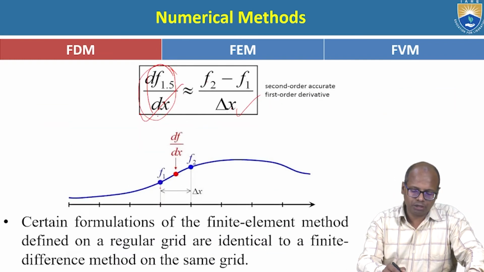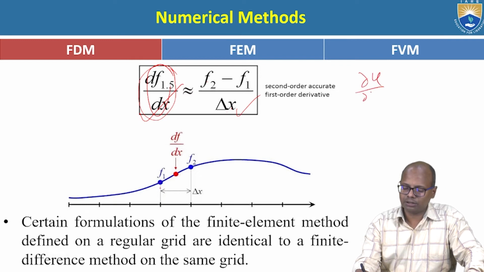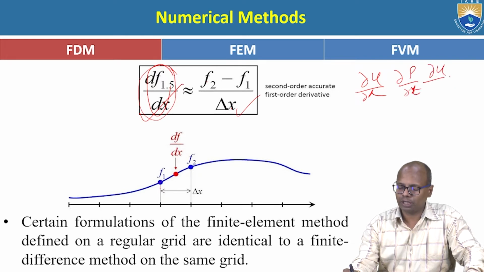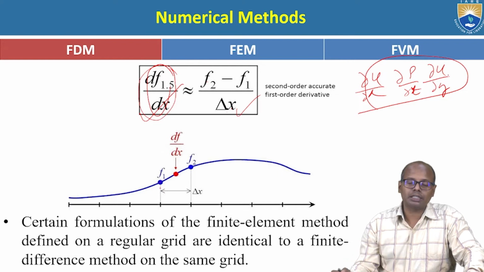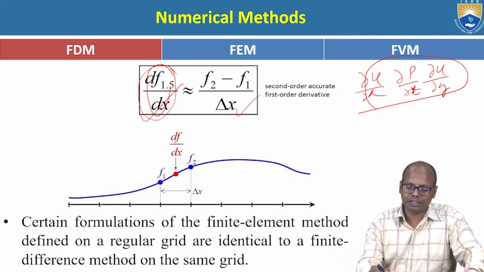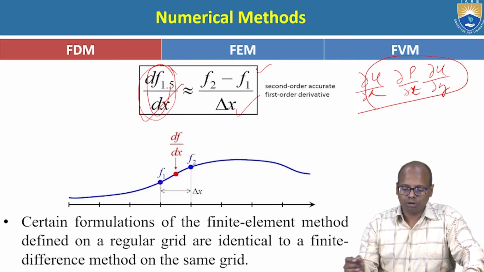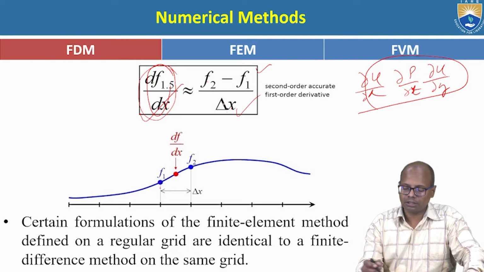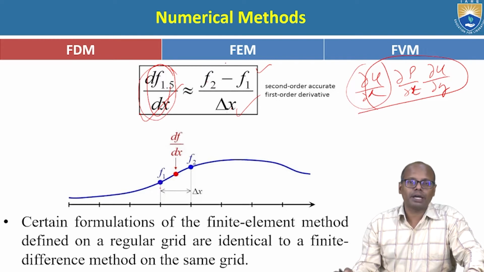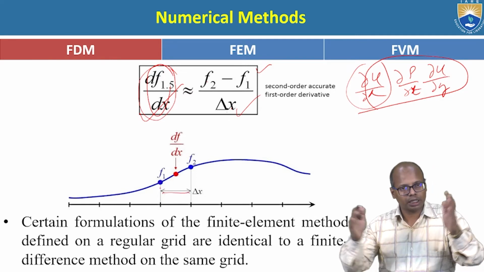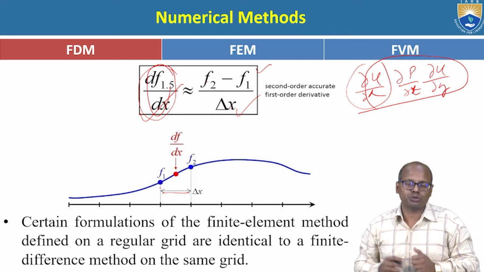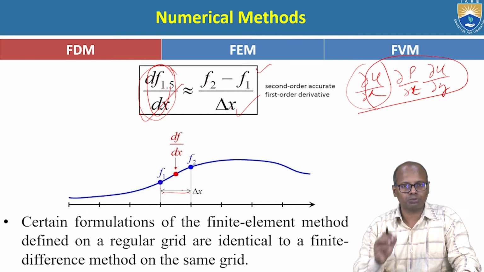So here, suppose we have dou u by dou x and dou rho by dou t, dou u by dou y, like that. All these terms are there in our governing equations. All these are replaced by the finite difference approximations. So for replacing these partial differentiations with the finite difference approximation, this delta x must be very small. Okay, I cannot take a 1 meter distance. The difference should be very small.